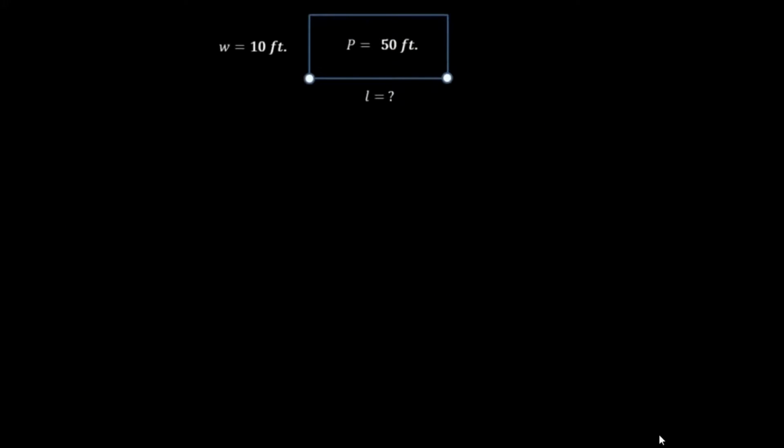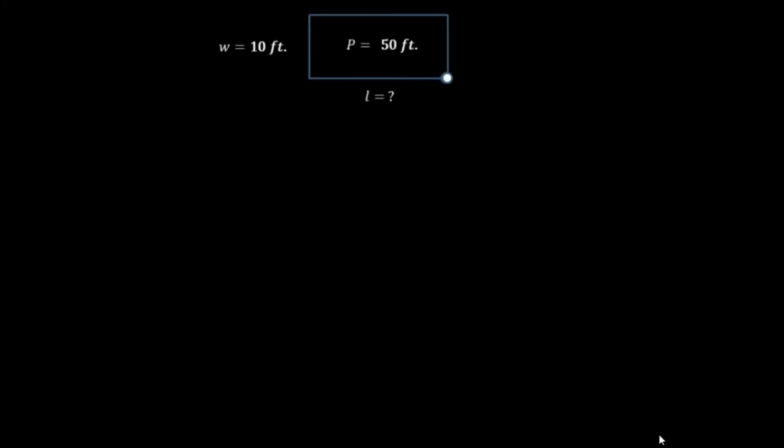In this problem, we're going to solve for part of the rectangle. In this situation, we know that the width is equal to 10 feet for our rectangle, and the perimeter of the rectangle is equal to 50 feet. We want to solve for the length of the rectangle.